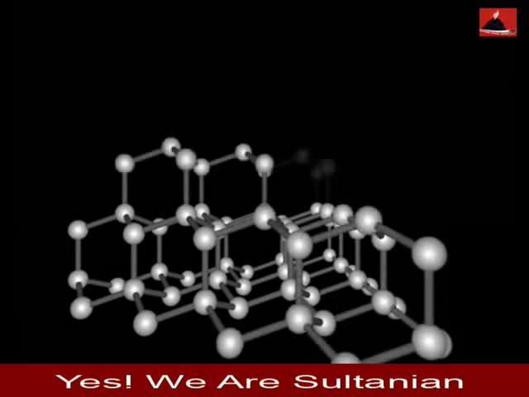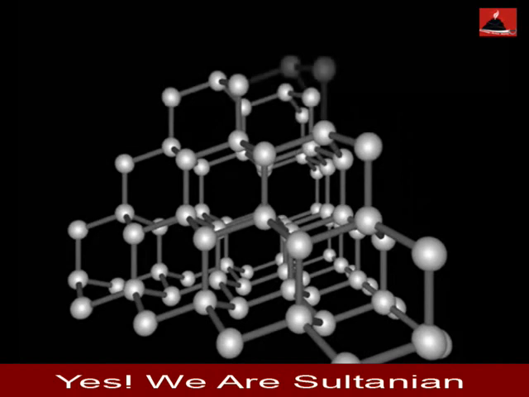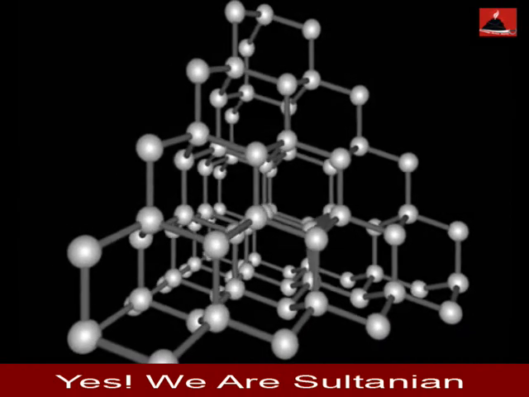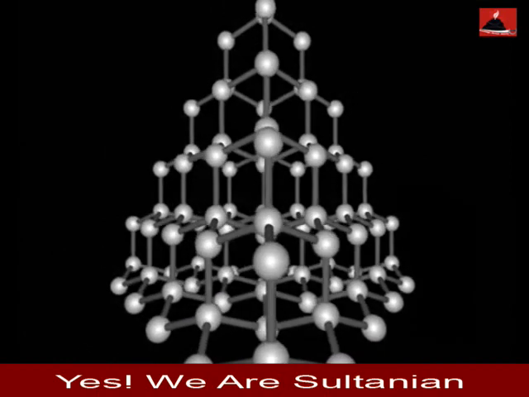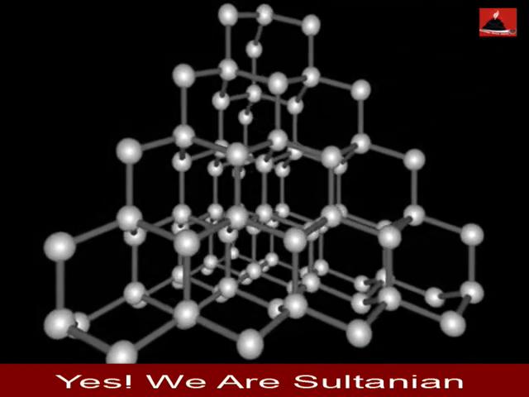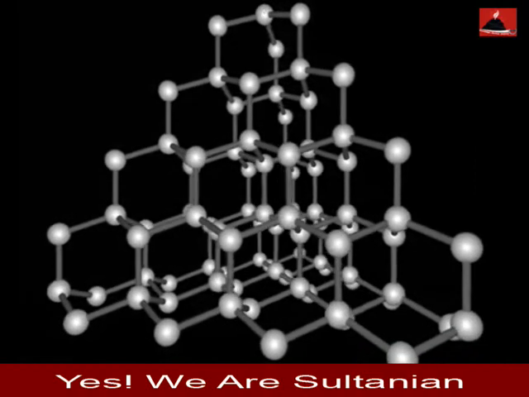Diamond is an example of a network covalent solid, which means that it has covalent bonds that extend in 3 dimensions throughout the structure. Instead of a collection of small molecules, a diamond is essentially one large molecule. As a result, diamond is a good conductor of heat and is one of the hardest substances known.